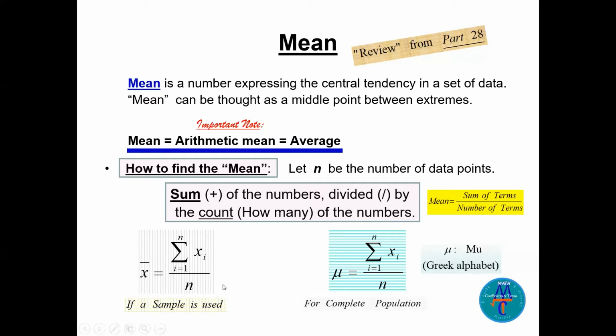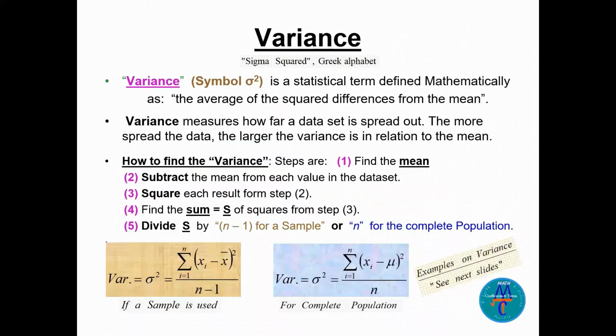To find the mean, we find the sum of the terms divided by the number of terms. This is the same formula, guys, here. But if we are using a sample from the population, part of the population, we write here x dash or x bar, the summation of xi, i goes from 1 to n, divided all by n. The same formula, but we use mu for the complete population, if you are using all the people in this study.